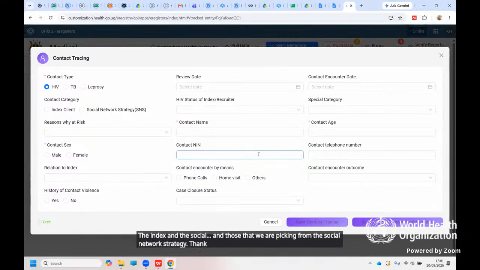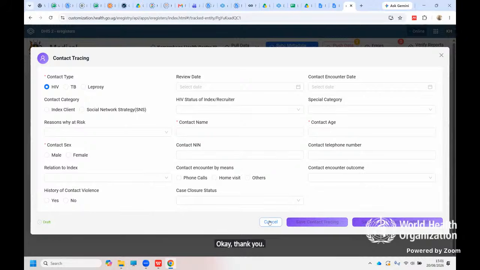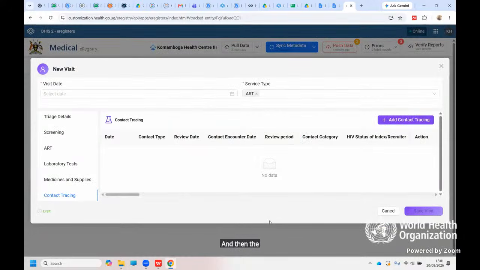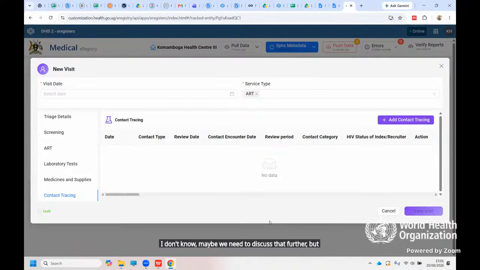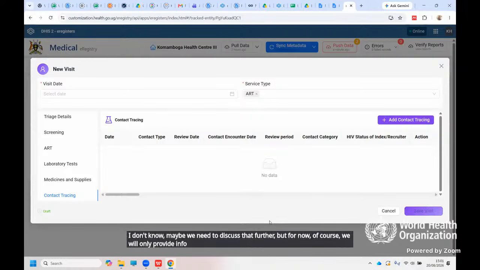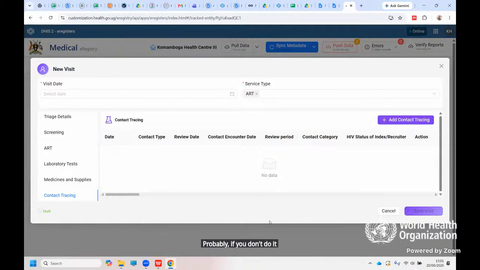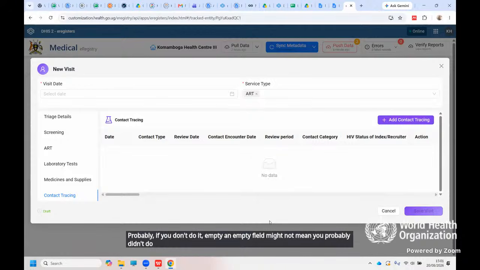Thank you, Philip. The other one was about having done or not done the viral load test on a clinical visit day. Philip, maybe we need to discuss that further. For now, we are only providing for it: if you do it, you indicate. If you don't do it, the field is empty, though an empty field might not mean you didn't do it. It is something we need to discuss further after this meeting.